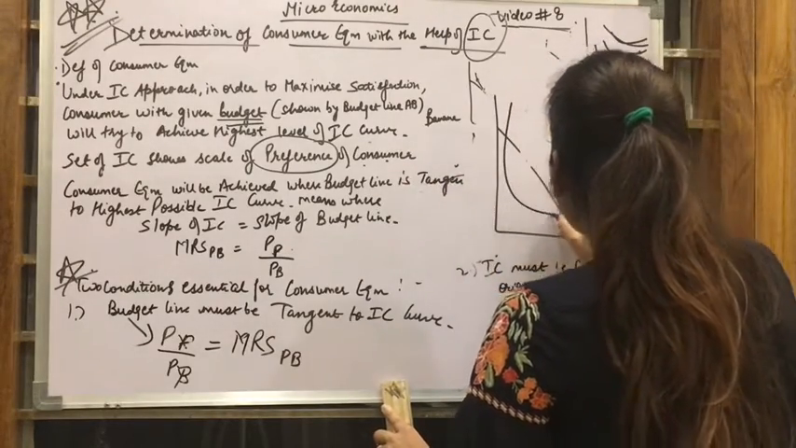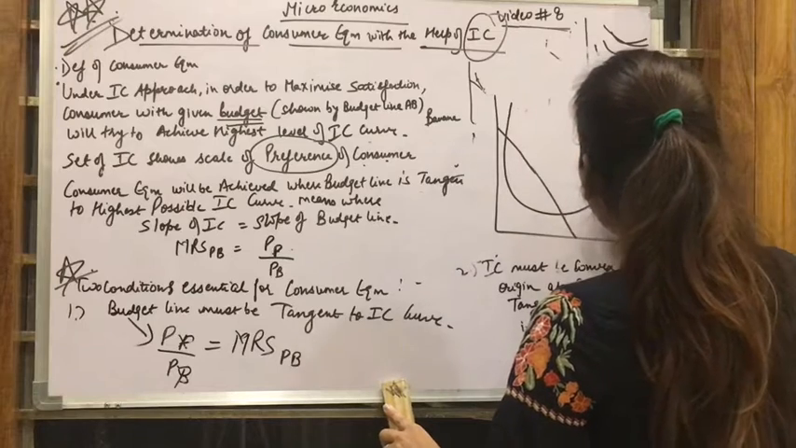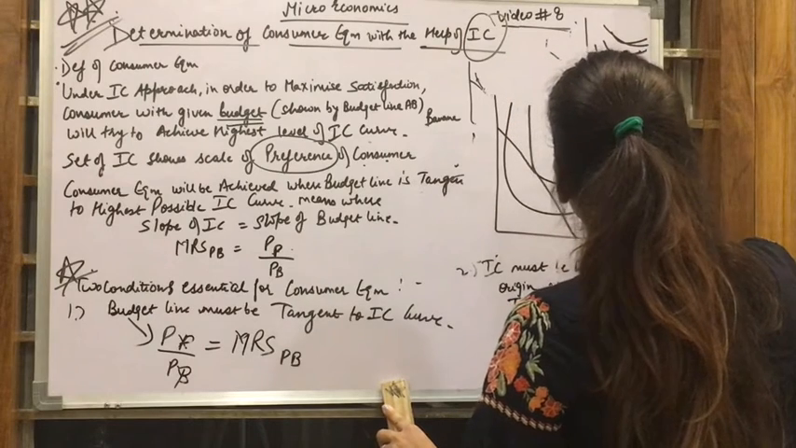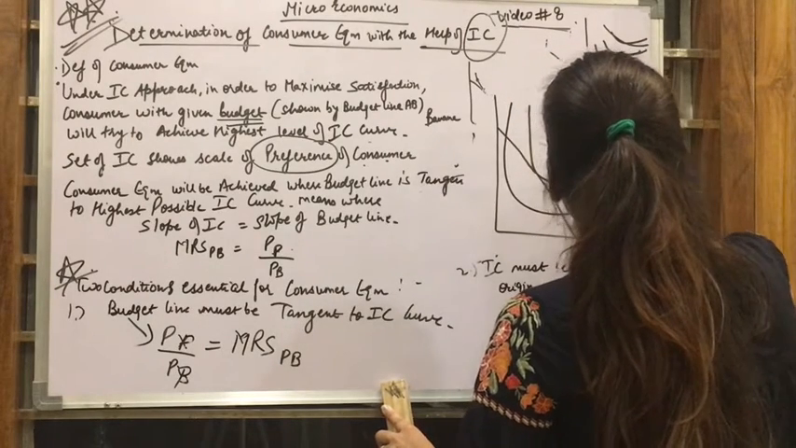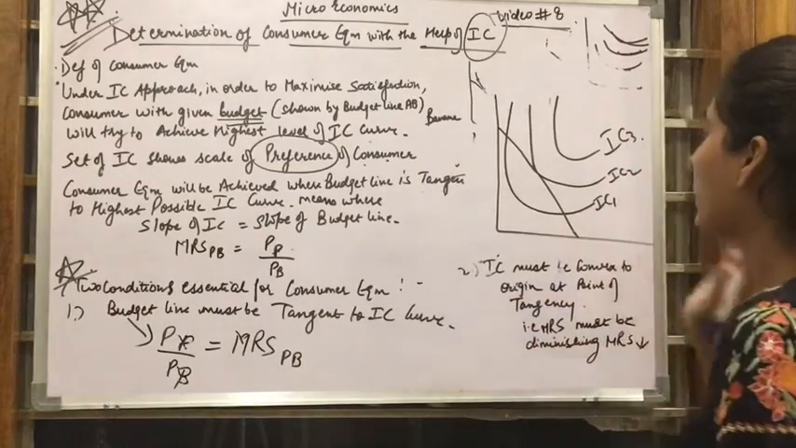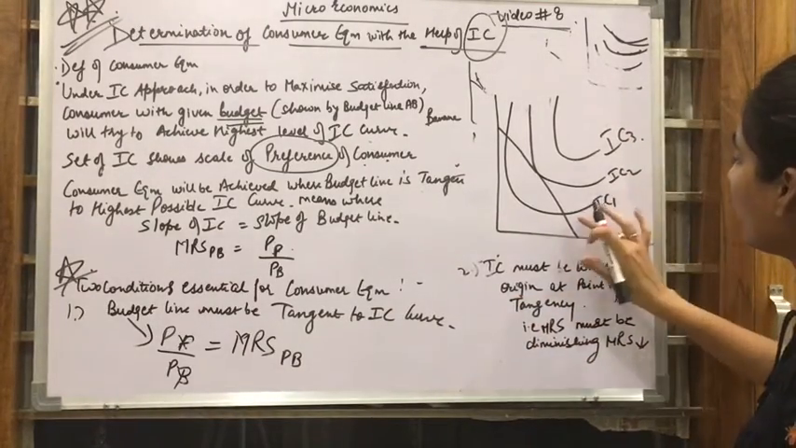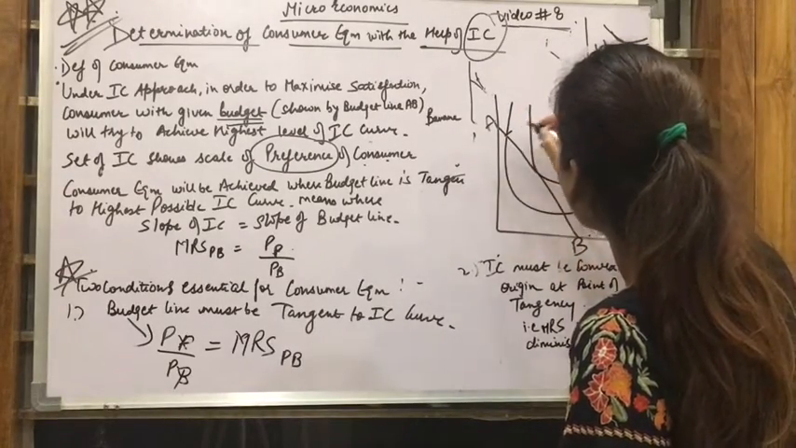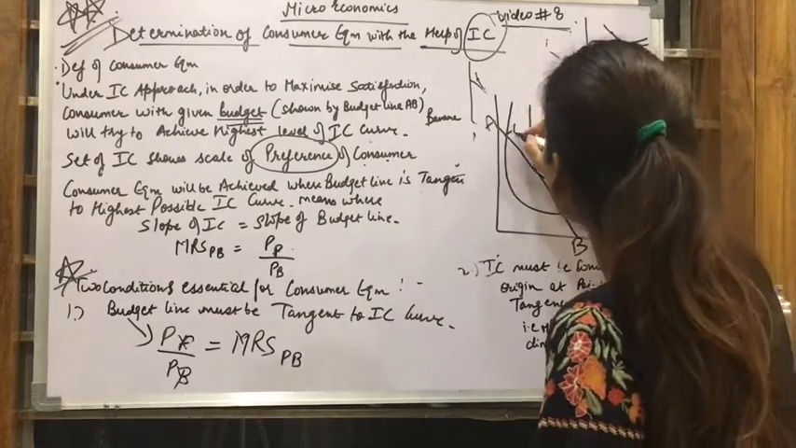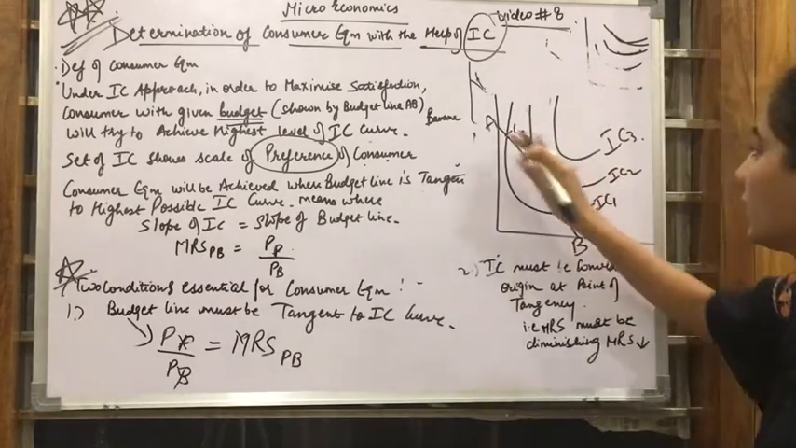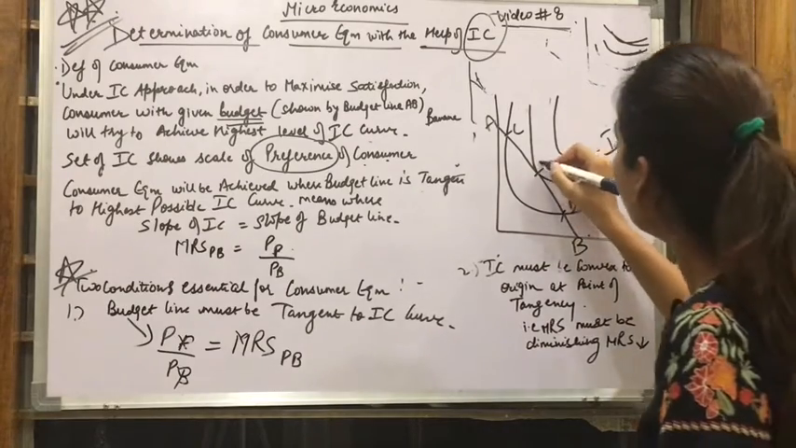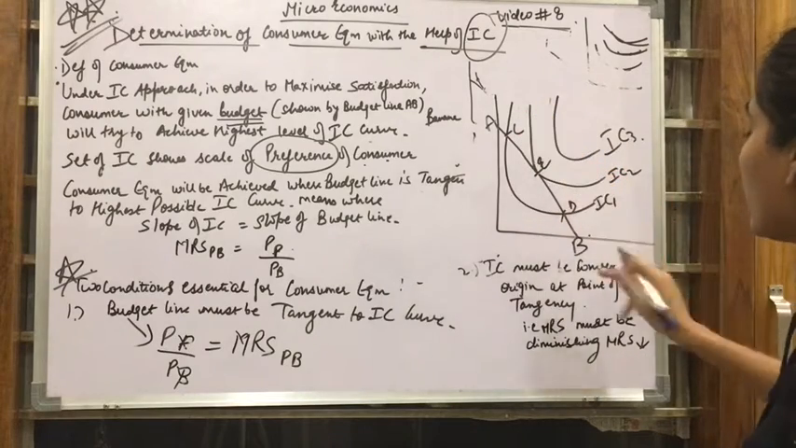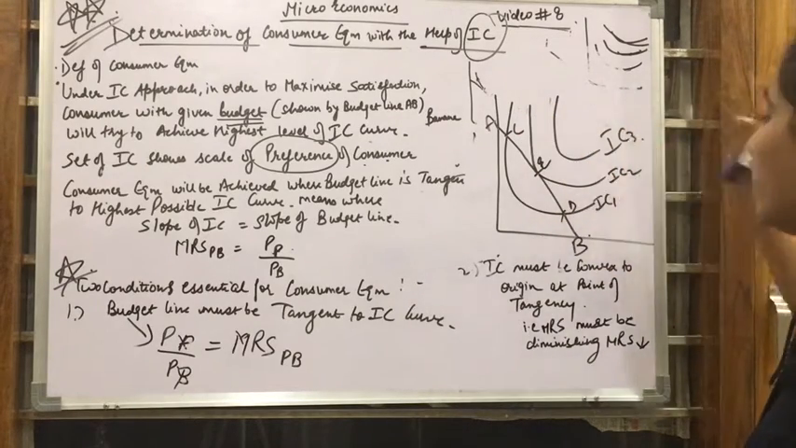Let me draw 2-3 ICs. This is the first IC, this is IC 1. Let me draw another IC. This is IC 2. Let me draw another IC, IC 3. Now I have drawn 3 ICs where 2 ICs are touching the budget line. AB is the budget line and the points C, D on IC1 are touching the budget line AB. Then points D, E on IC2 are touching the budget line. And then we have a different IC3.